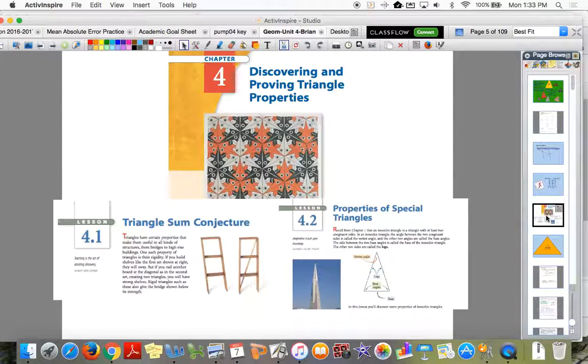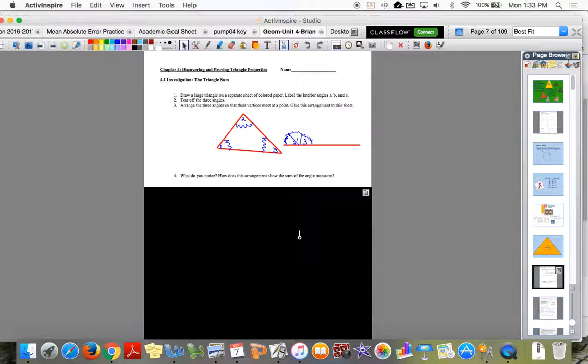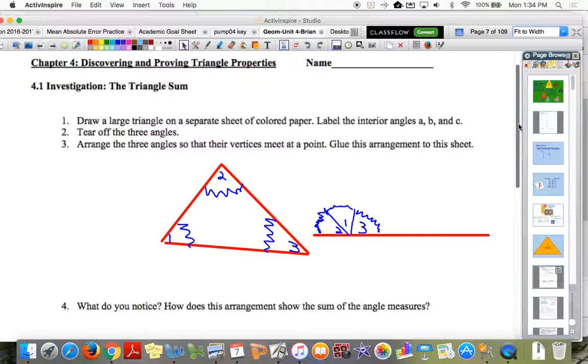Looking ahead to this unit, then, we have a unit called Discovering and Proving Triangle Properties, as I mentioned. Today we're going to cover the first two sections. So 4.1 is on the Triangle Sum Conjecture, and 4.2 is on properties of special triangles. We're going to start off with discovering and proving the triangle properties related to the triangle angle sum.